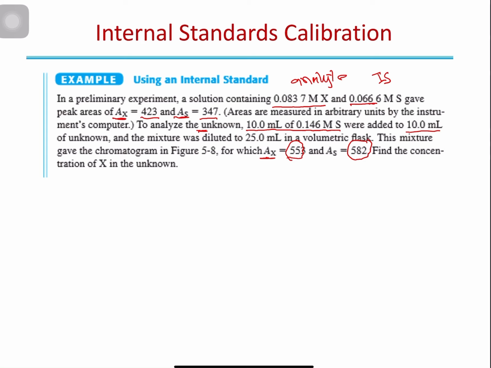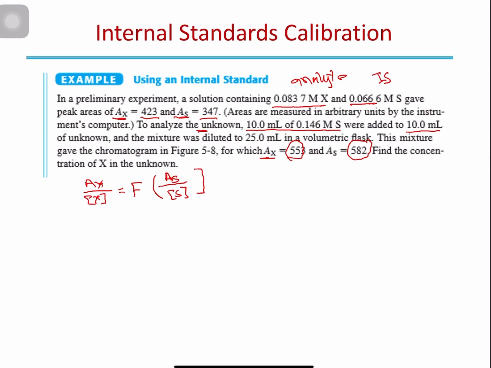So how are we going to answer this question? How can we find the concentration of the unknown? The first thing we need to calculate is the response factor, and the equation for the response factor is AX over X equals F, the response factor, times AS, the response from the standard, over the concentration of our standard.